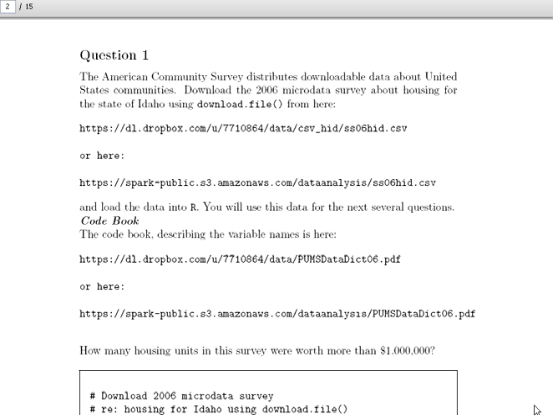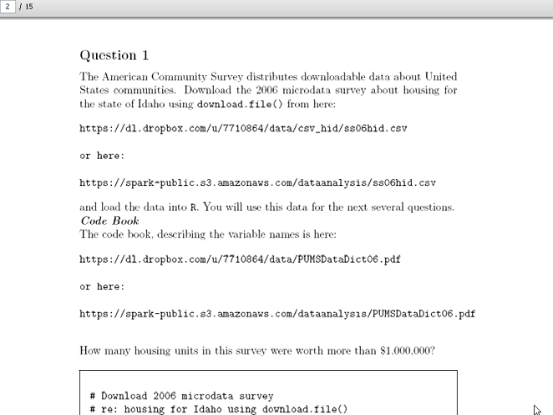It gives two addresses, and load the data into R. You're going to be using this data for several questions. Actually, you only use it for one or two questions now, but in the previous incarnation of the course, there were quite a lot of questions based on this. There's also a codebook given for the data set, and you can see the address there. It's also given in the question when you do your homework.